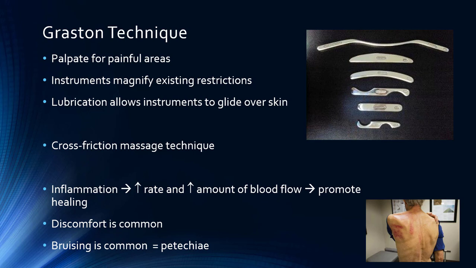Lubrication is typically applied to the skin, allowing the instruments to glide over the skin without causing irritation. Most frequently, a cross-friction massage in multiple directions is utilized. This allows the instrument to stroke or rub against the grain of the scar tissue, and the clinician creates small amounts of trauma to the affected area.